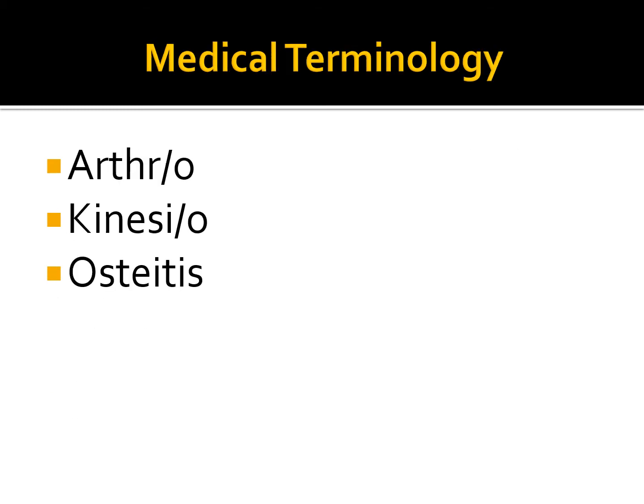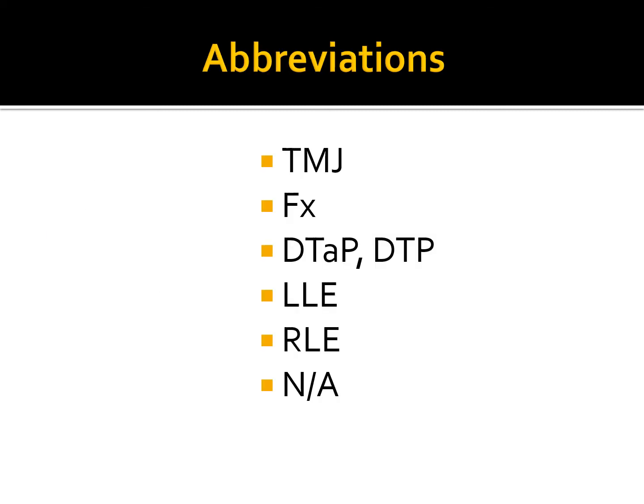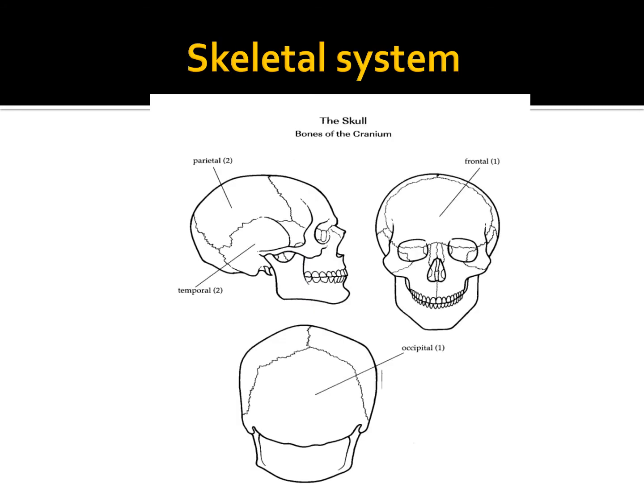Medical terminology words you're going to need to know in this chapter are arthro, kinesio, and osteitis. Abbreviations are listed here, and then in this next one we're going to be going through the skeletal system. You will need to know all of these skeletal systems, all of the bones of the body, in order for you to take the final. So for instance here, you can look at the very top, it's numbered. I'll start with the ones there.